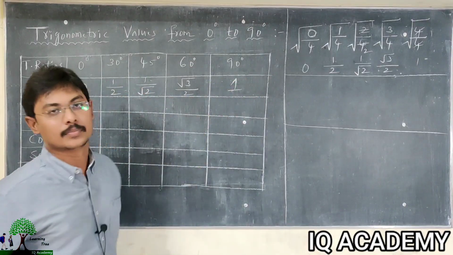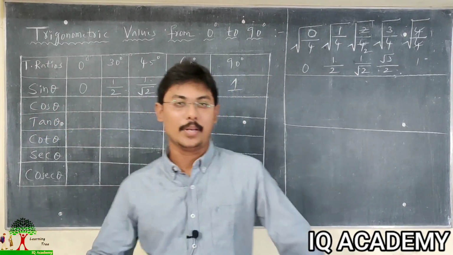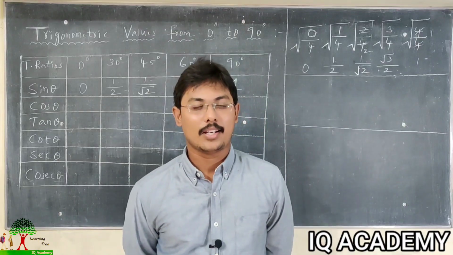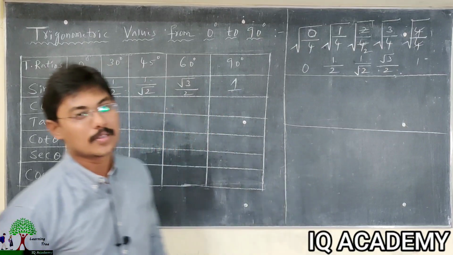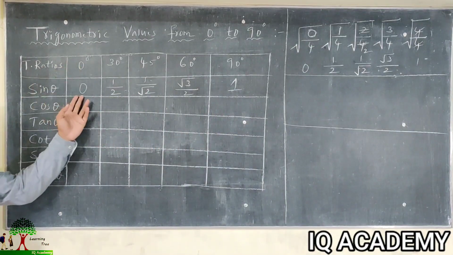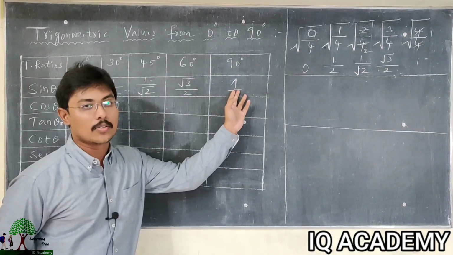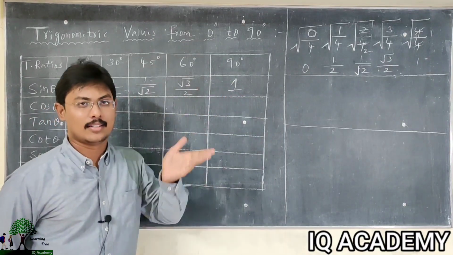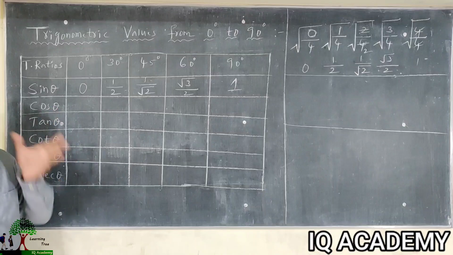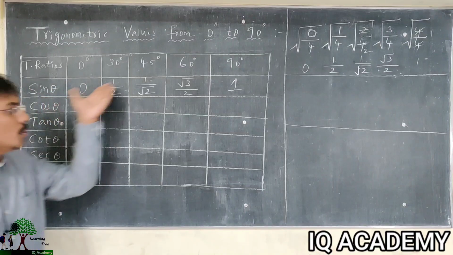Just observe. Sin theta is completed. The first trigonometric ratio is completed from 0 degrees to 90 degrees. Observe this: sin 0 is 0 and sin 90 is 1. So what do we observe here? This is 0 and this is 1, which is increasing. So the sine function is an increasing function from 0 to 1.